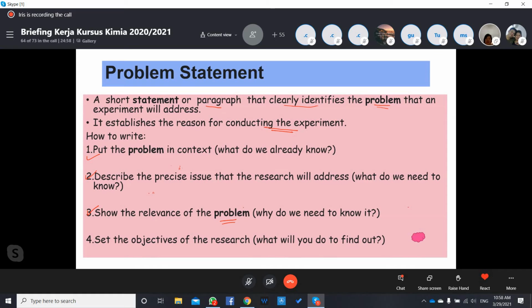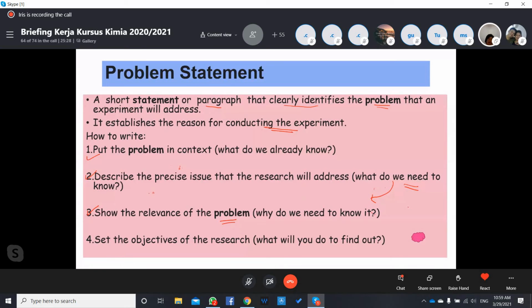Biasanya in higher level they want this. In school level maybe you can lighten it a bit. It's okay. Maksudnya, why do we need to know this? Apa aplikasi dia? What is the impact? What is the implication to me or to my surrounding or to my life or to my society? Something like that. The problem that you want to know. Maksudnya, I don't know this, but why do I want to know?